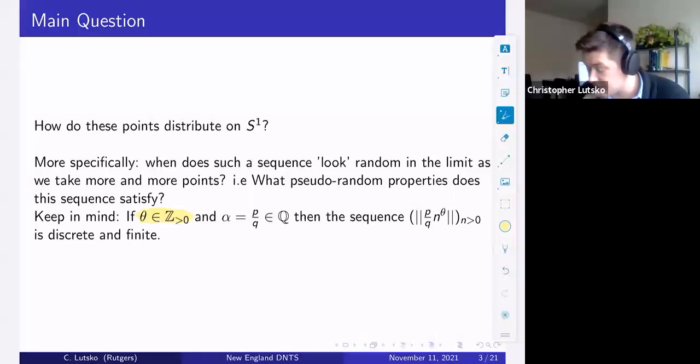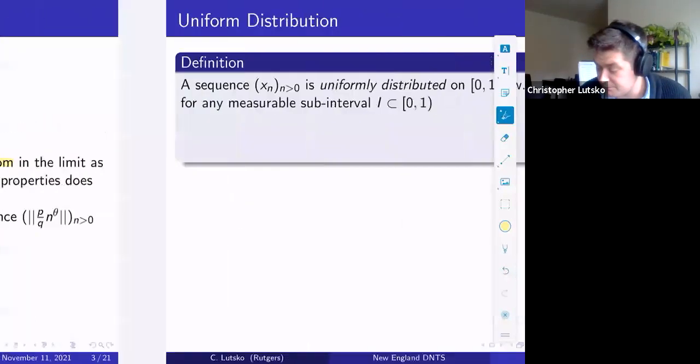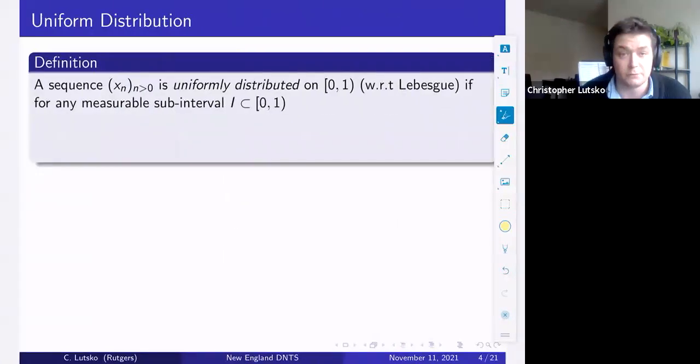So the obvious question here is, what do I mean by a sequence looking random? There are several different measures which we can talk about. Perhaps the most natural starting point is what's called uniform distribution.